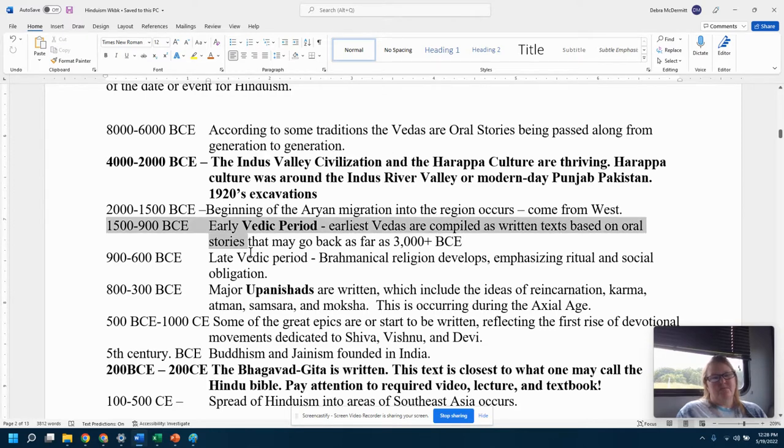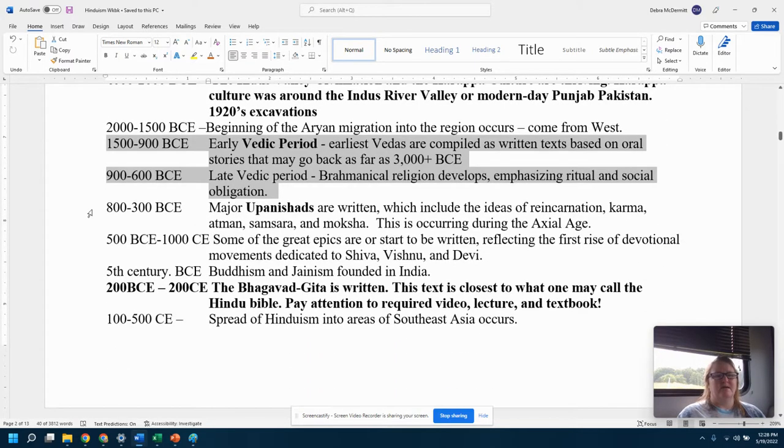So we have the Vedic time period. During the Vedic time period, there is more of a view of polytheism. Many gods and goddesses are being emphasized. And only the Brahmin, the priests, are really developing the religion, emphasizing the rituals, the social obligations, and all the requirements. So 800 to 300 BCE. This is right during that axial age.